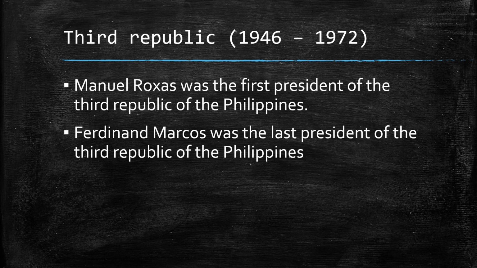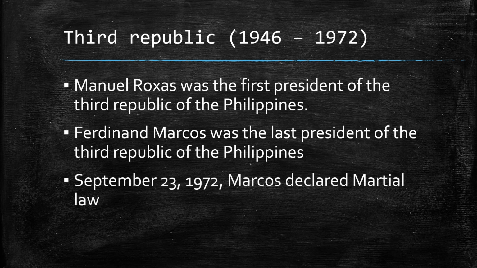After President Magsaysay, followed by President Garcia. Next is President Diosdado Macapagal and President Ferdinand Marcos. But on September 23, 1972, by Proclamation 1081, Marcos declared martial law. And this is also the end of the Third Republic of the Philippines and the beginning of the dictatorship of President Marcos.